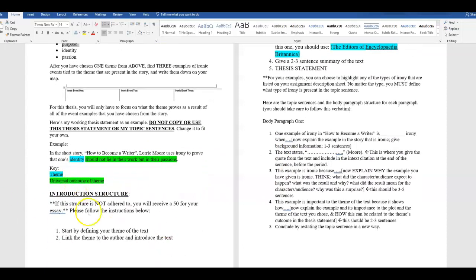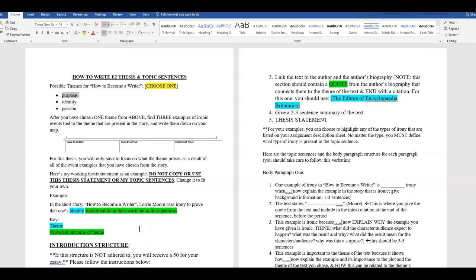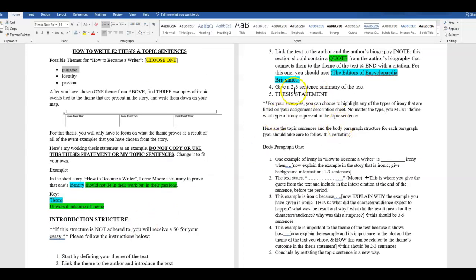Again, we're going to go over the introduction structure. I'm going to do a separate video for this in just a second so that you can see exactly how to do that. For your examples, you can choose to highlight any types of irony that are listed on your assignment description sheet. No matter the type, you must define what type of irony is present in the topic sentences.